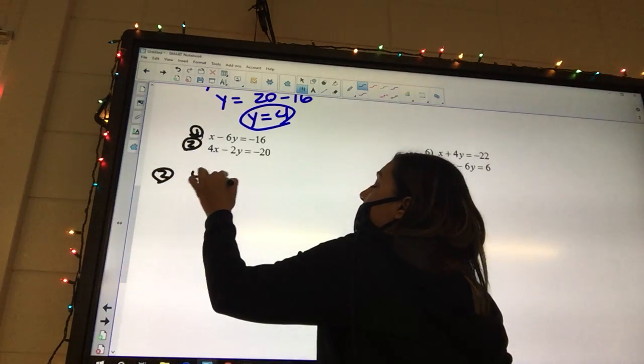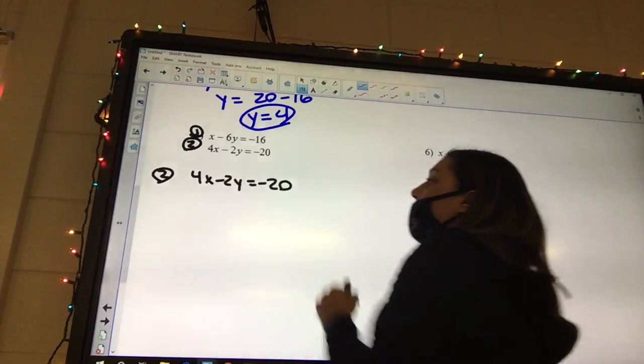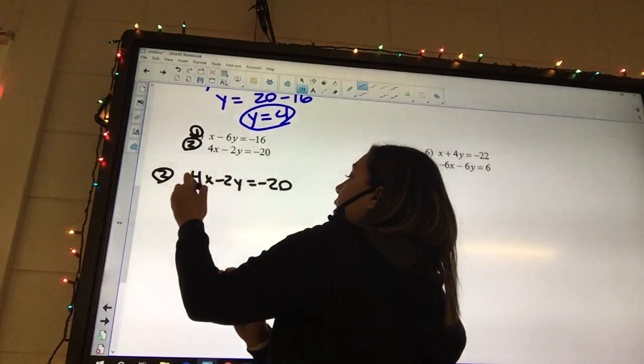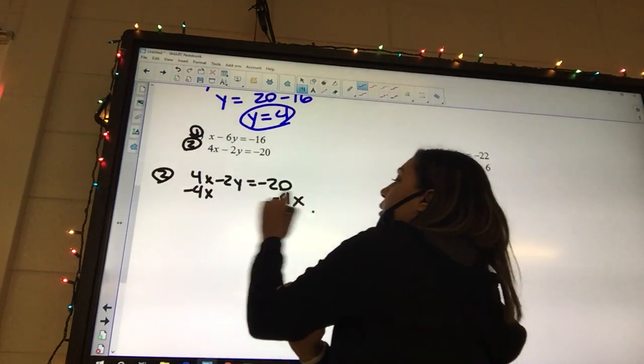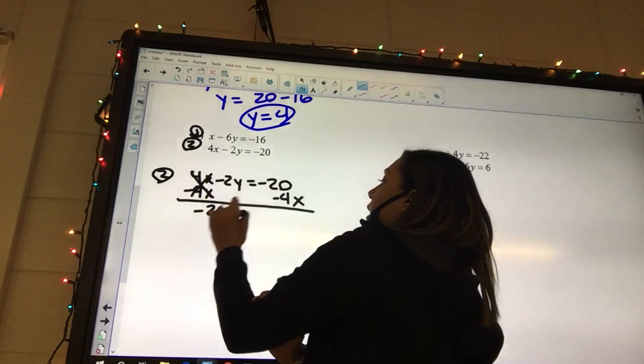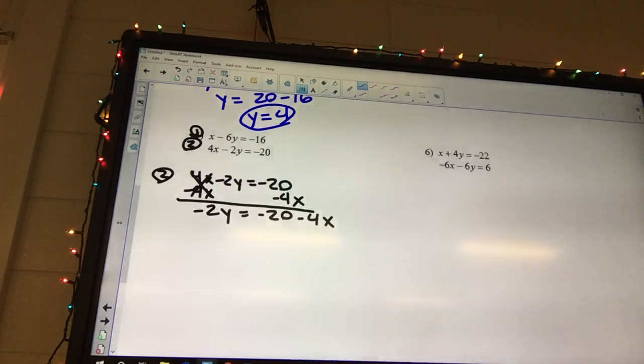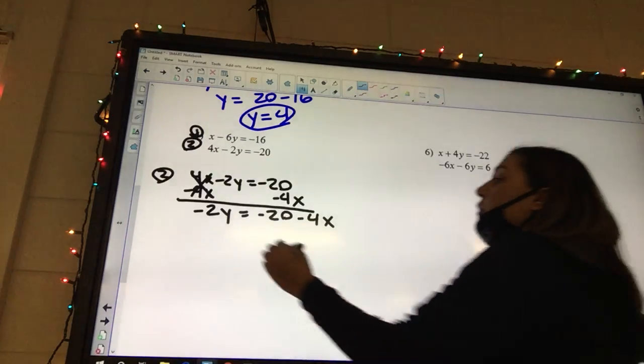So I got 4x minus 2y equals negative 20. What do I need to do first? Try to get y by itself. So we're going to subtract the x's. So I got negative 2y equals negative 20 minus 4x. What's our next step? Try to get y by itself. Divide by that negative 2.